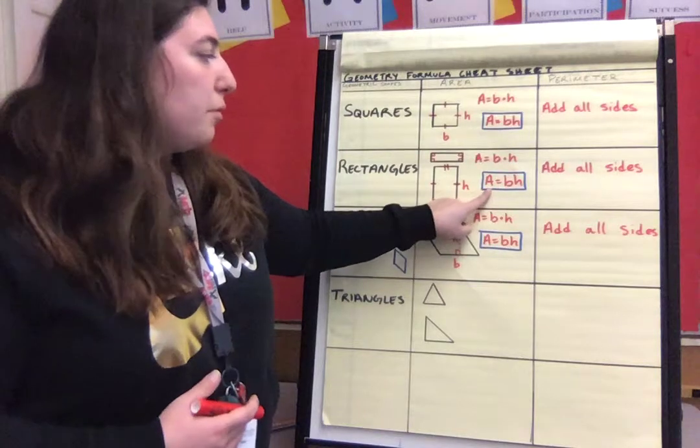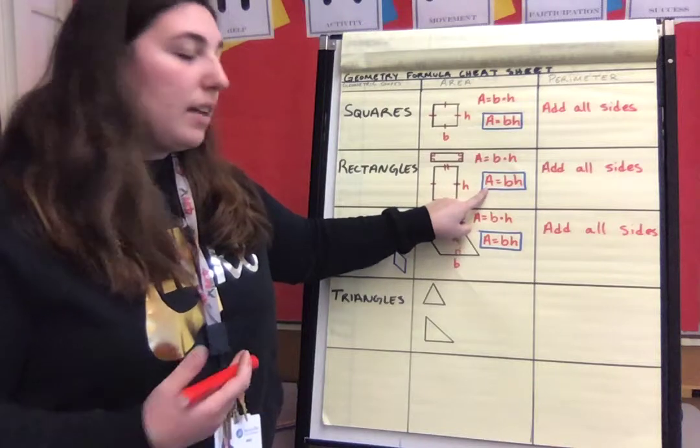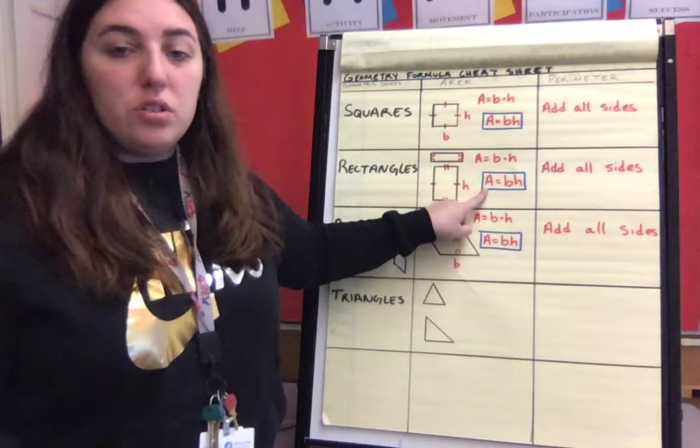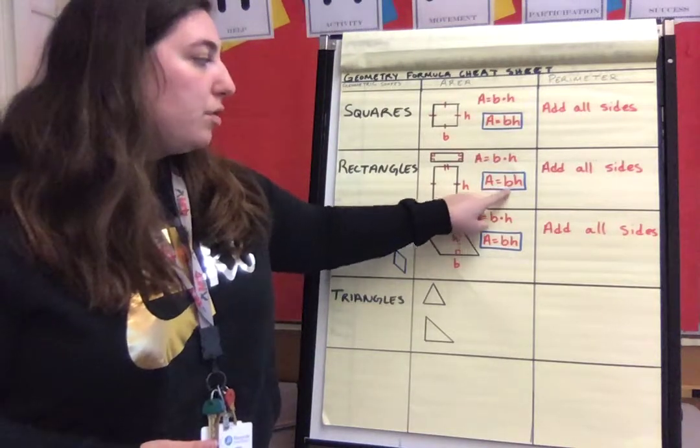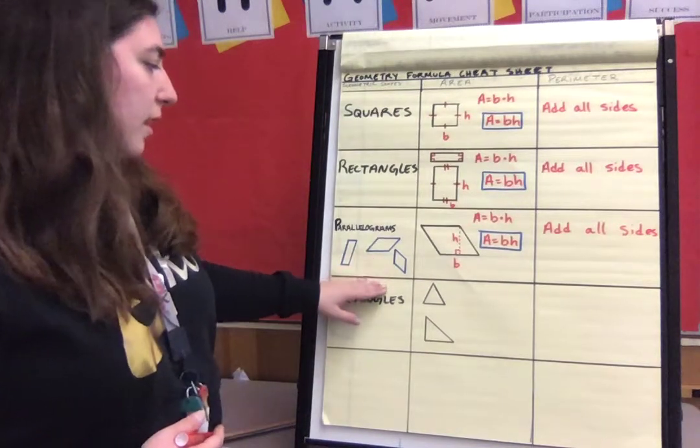And again, I rewrote it without the dot in the middle, without that operation, because many times, especially on questions, you're just going to see it as area equals base times height. All right, moving on to parallelograms.